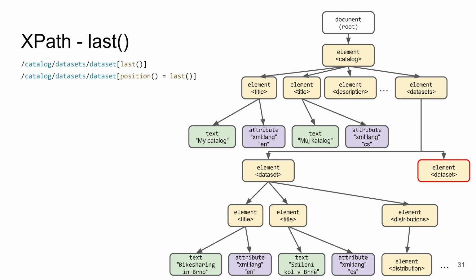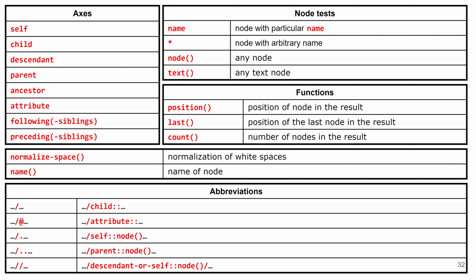And again, we can query or filter a set of result nodes only to the last one, like you can see in the example. There is a handy cheat sheet of all the XPath axes and the most important node tests and functions. So you can take a look at this one as you will be writing your own XPath queries.